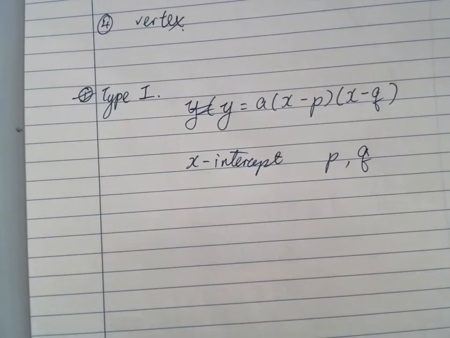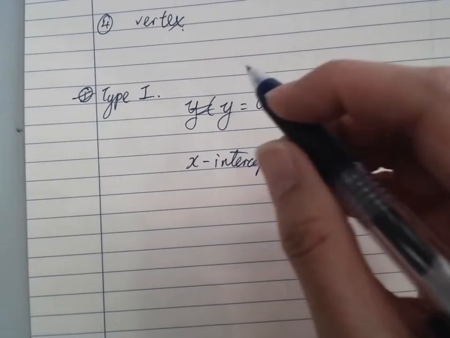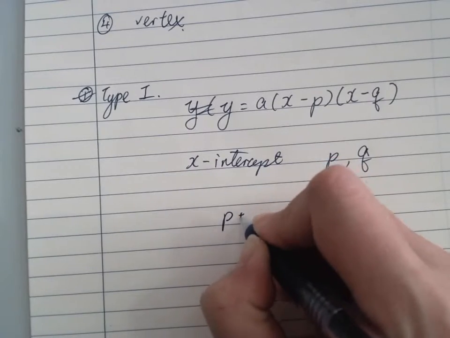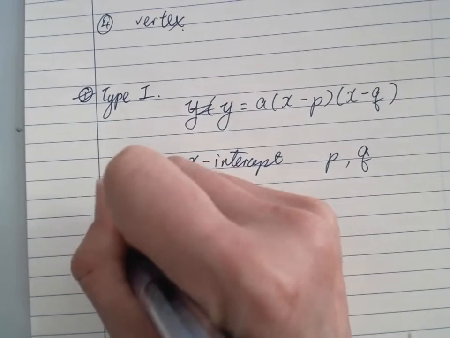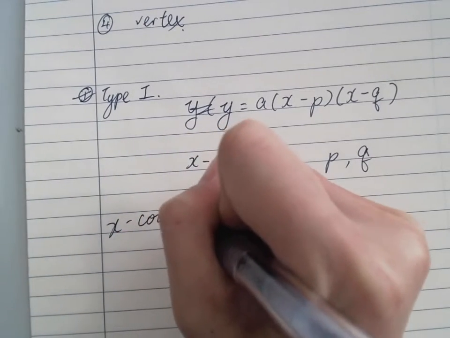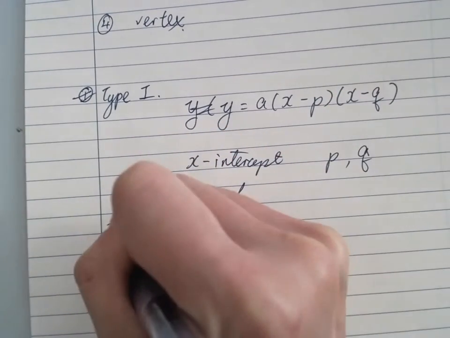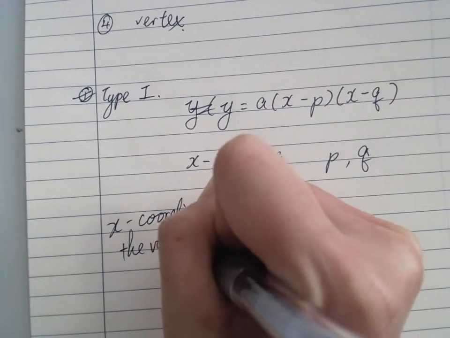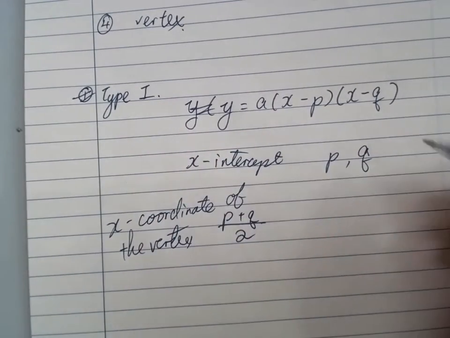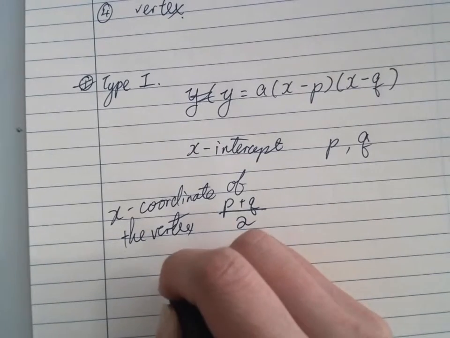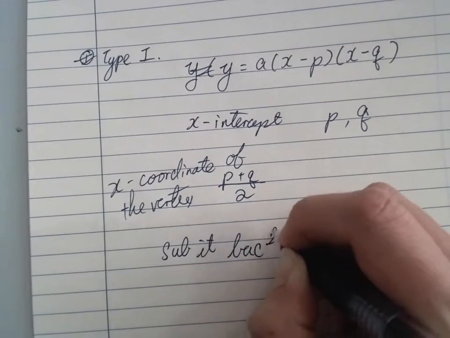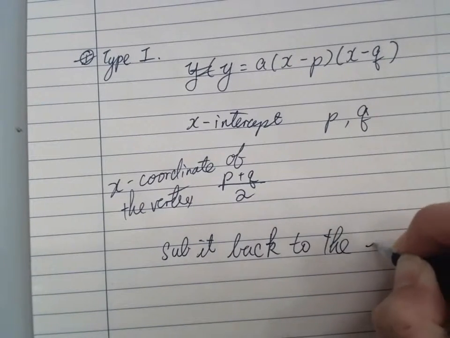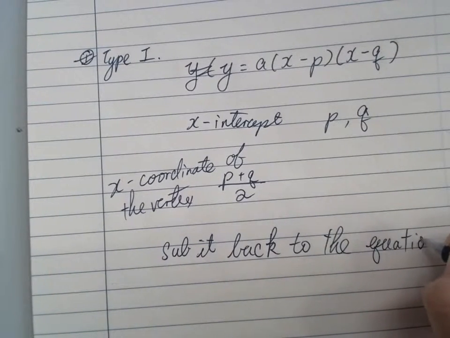And also, I will need to find the vertex. So we can cross out the x-intercept bit, and then we're going to have the vertex. The x-coordinate of the vertex is P plus Q divided by 2. After you find that, you substitute it back to the equation to find y.